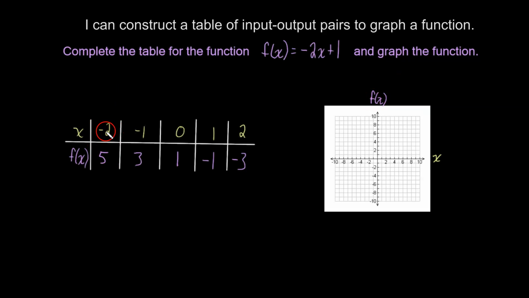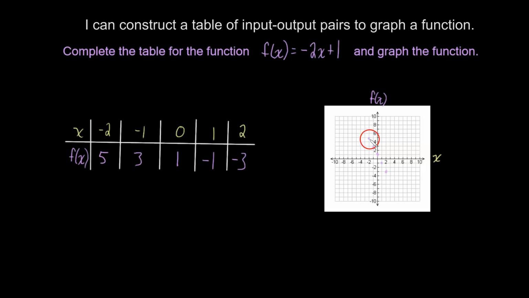Now it comes time to graph. So we go to negative 2 on the x-axis, and then up to 5, so up to 5 right here. Okay, and now to negative 1 and up to 3 right here. And at 0, up 1, remember, that is our y-intercept, if we remember that, okay? Over to 1, and then down to negative 1 on the y-axis, or the f of x, over to 2, and then down to negative 3, okay?